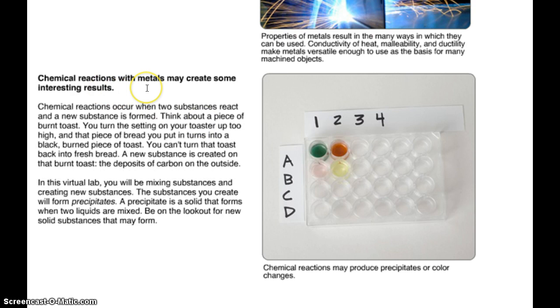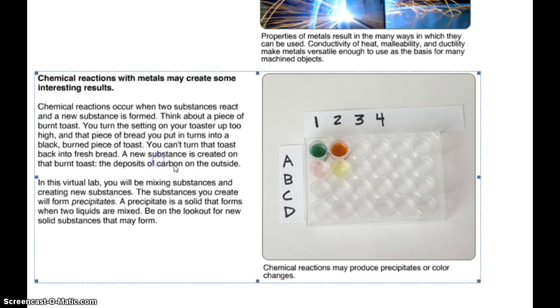Chemical reactions with metals may create some interesting results. Chemical reactions occur when two substances react and a new substance is formed. Think about a piece of burnt toast. You turn the setting on your toaster up too high, and that piece of bread turns into a black, burned piece of toast. You can't turn that toast back into fresh bread. A new substance is created on that burnt toast: the deposits of carbon on the outside. So the black ash is actually carbon.